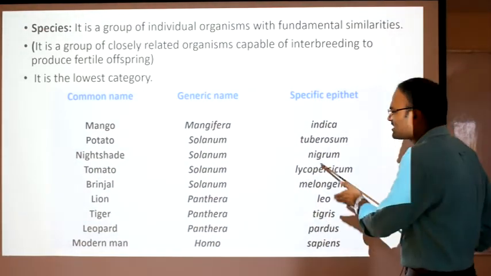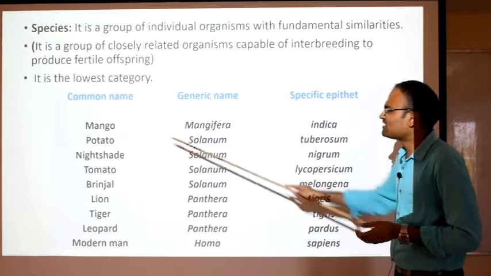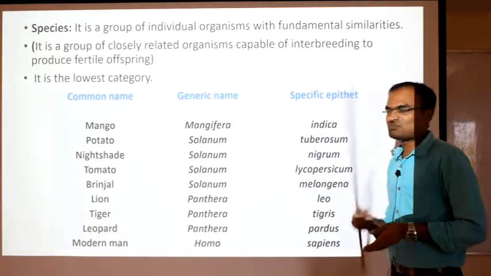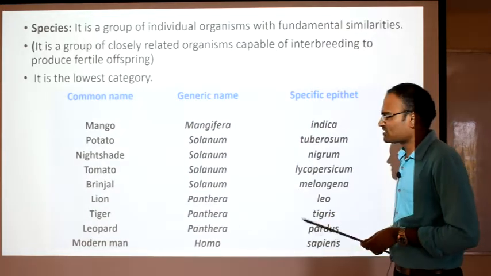Why? Because all are possessing similar characters. That means these three are vegetables. That's why they have been kept in the same genus.